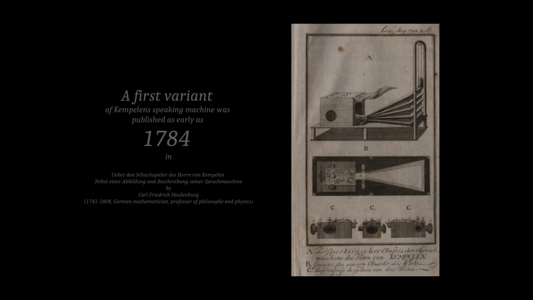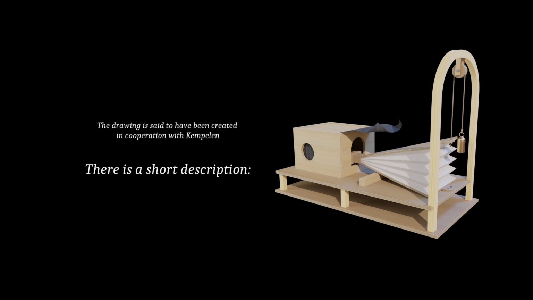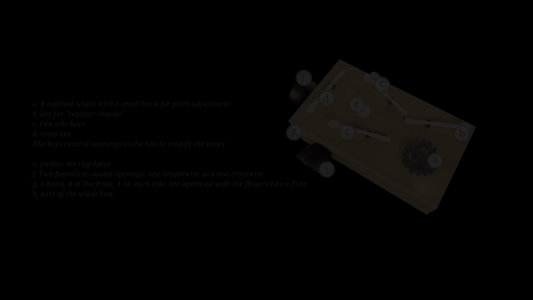Five. Kempelen's machine. A first variant of Kempelen's speaking machine was published as early as 1784. The drawing is said to have been created in cooperation with Kempelen. There is a short description.